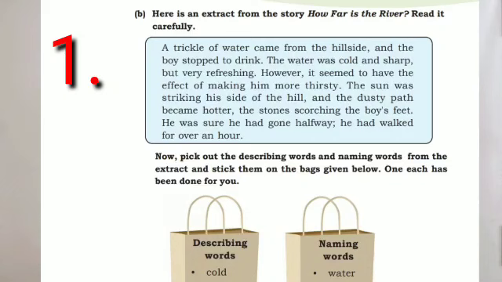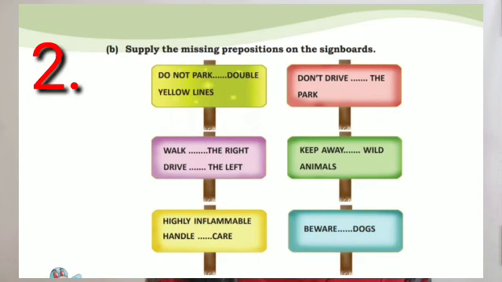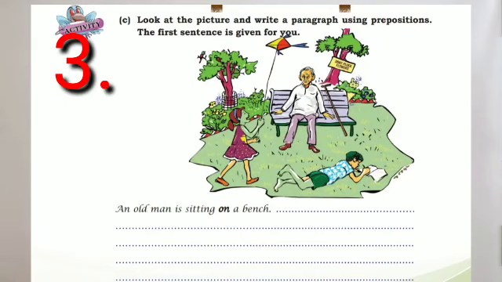Then what are the things you can see in that picture? You want to write them in a passage, in a paragraph. When you write the sentences, you should use a preposition in them. So today you have 3 activities. First one is read the passage and find out the naming words and describing words. The next one, complete the signboards with prepositions. Then the third activity, look at the picture and write a paragraph using prepositions.